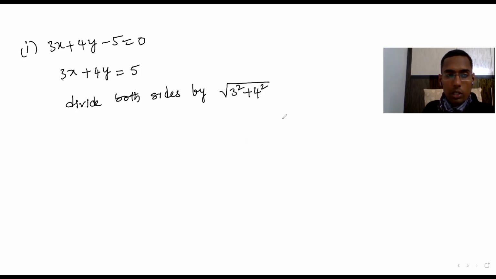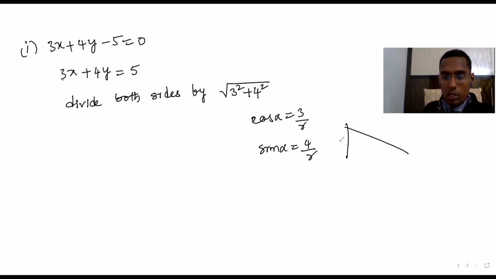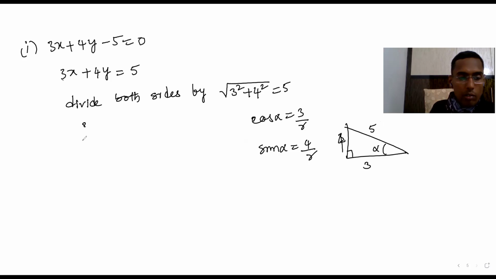Why? Because here in the place of x cos alpha plus y sine alpha, cos alpha is 3 by r, some r must be there, and sine alpha is 4 by r. This is 4 and this is 3, so this must be 5. So r must be 5. So divide by 5: 3 by 5 x plus 4 by 5 y equal to 1.